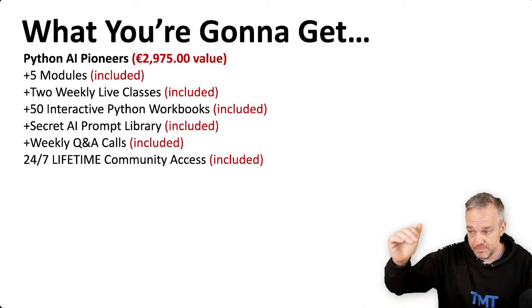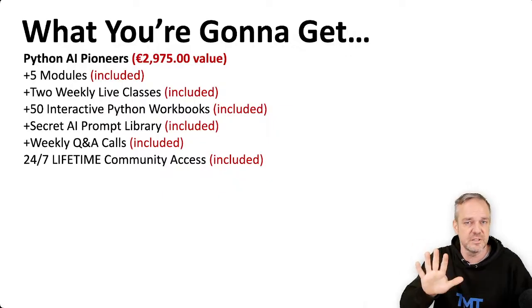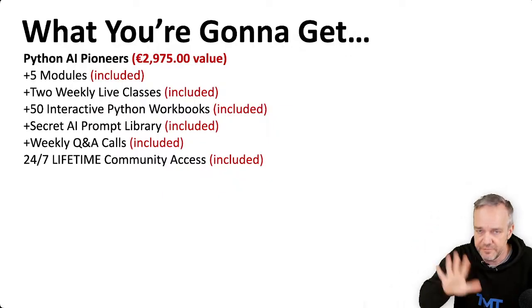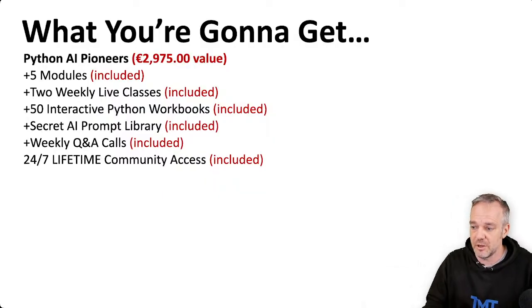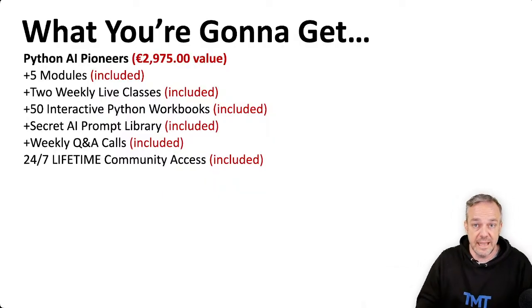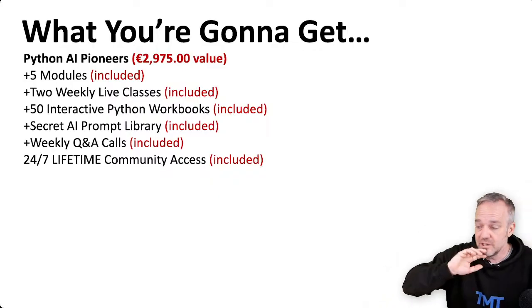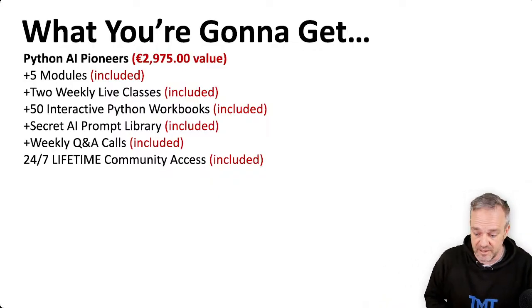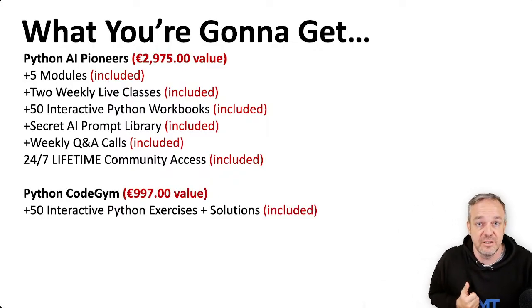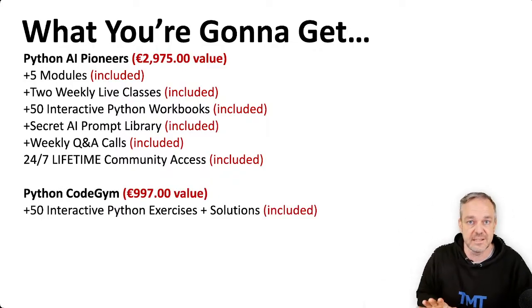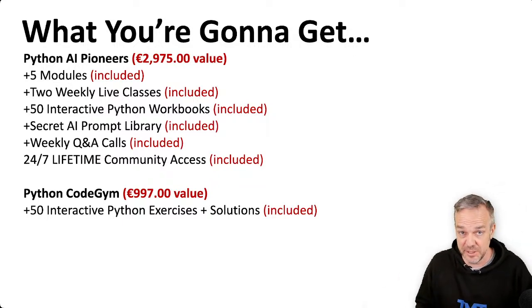First of all, you've got the Python+AI Pioneers class, 5 weeks course, 2 weekly live classes, more than 50 interactive Python workbooks, secret AI prompt library, weekly Q&A calls, 24/7 lifetime access to the community, a value of 2,975 just by itself. Then you get the additional Python Code Gym package with 50 exercises, my personal solution videos so you can practice anytime you want between the classes.